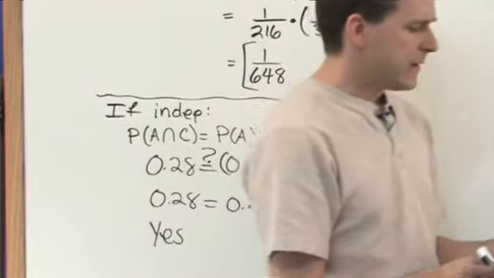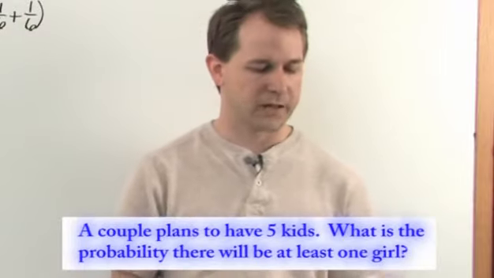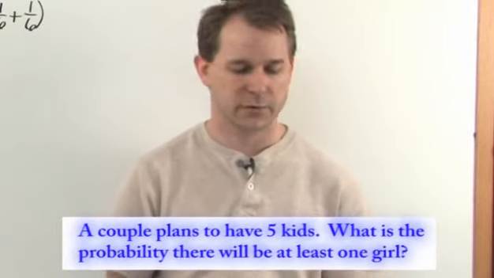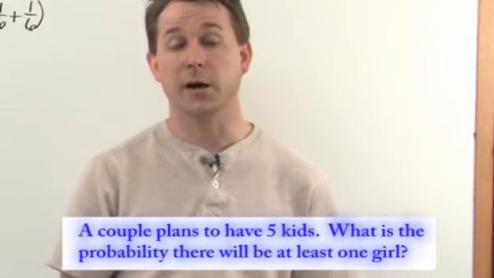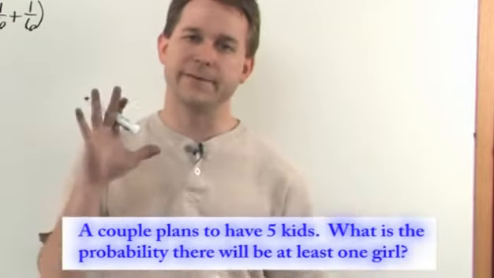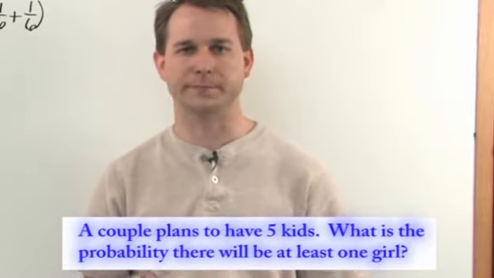Okay. The final problem that we're going to have is a couple, parents, are planning to have 5 kids. Okay. What is the probability that there will be at least one girl among their 5 kids? So they're planning to have 5 kids. What is the probability that they're going to have at least one girl?